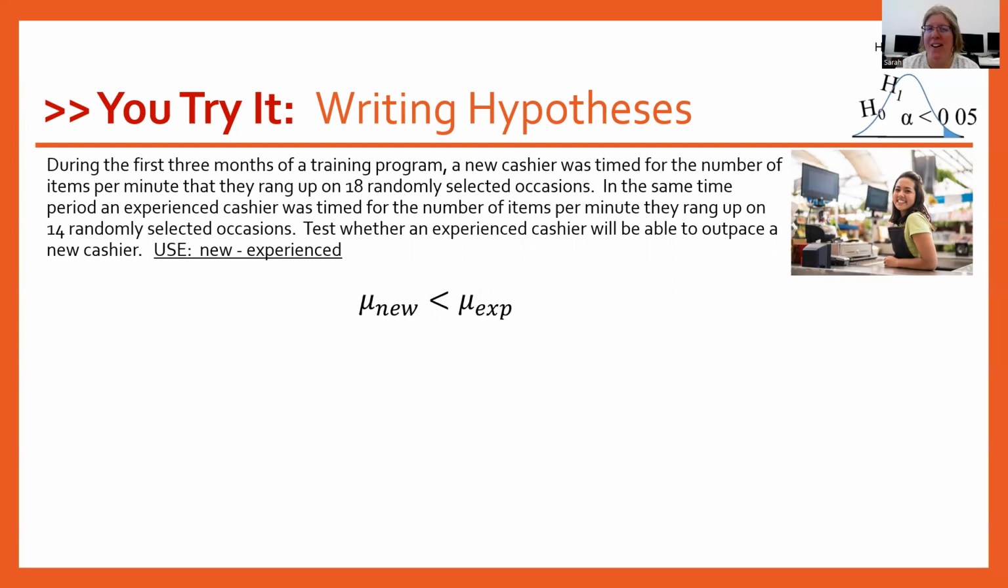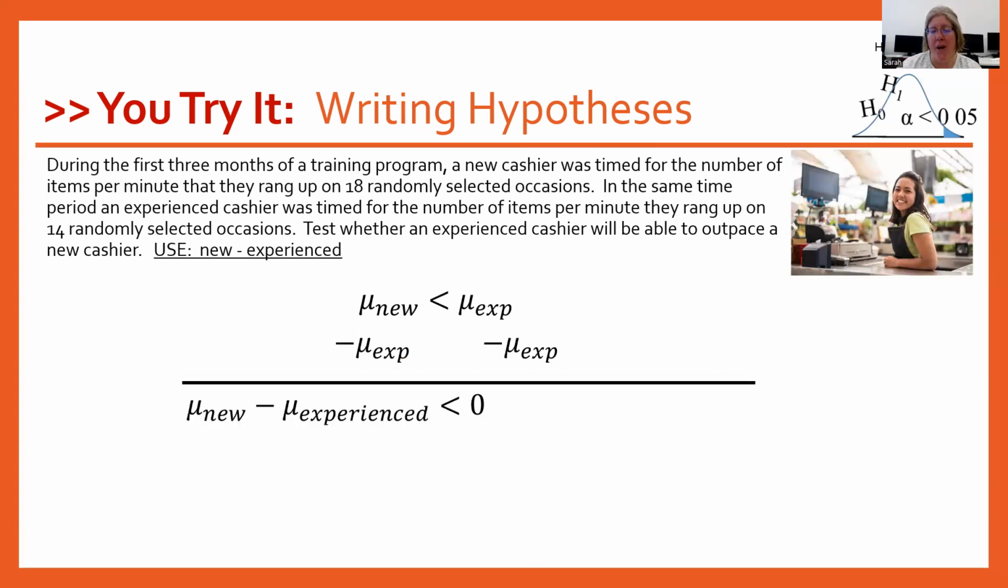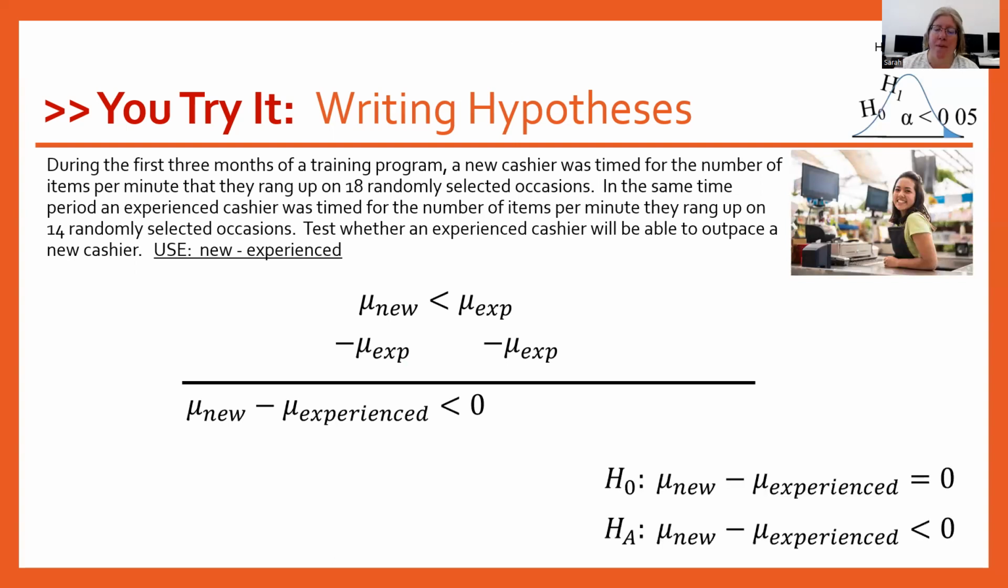To get from here to our actual hypothesis, I need to get both of those terms on the same side. So I'm always going to subtract the one on the right, the mean of the experienced, from both sides. So it looks like this. And when I carry out that subtraction, what I get is that the mean of the new minus the mean of the experienced is less than 0. So that's going to be my alternative hypothesis. That's a left tail hypothesis there.